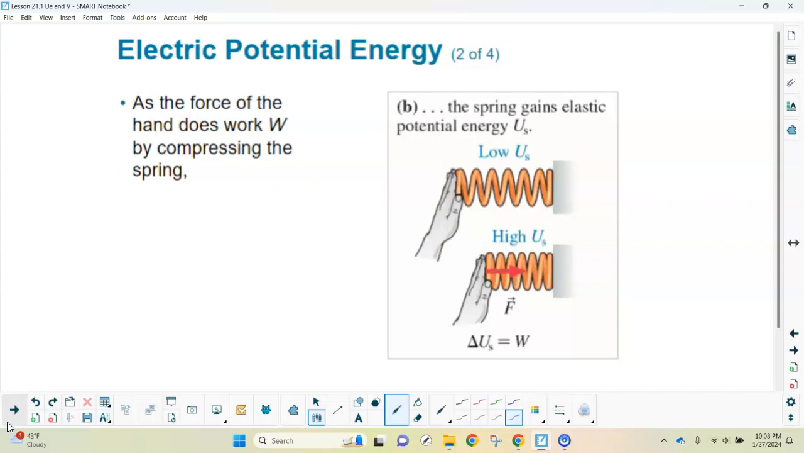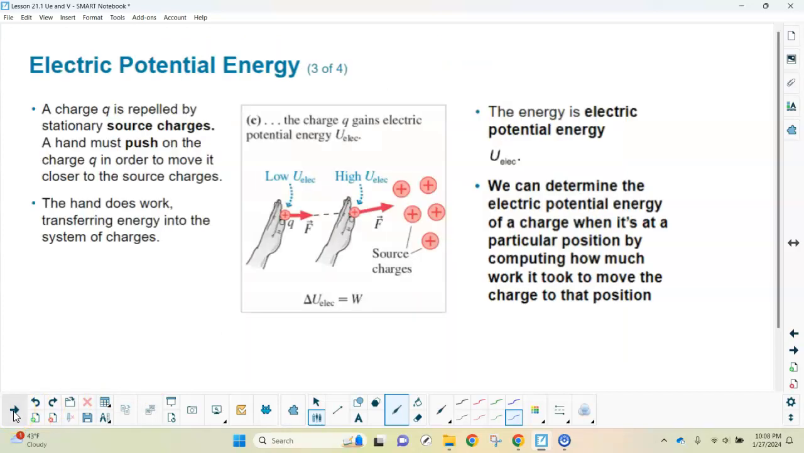We could also talk about elastic or spring potential energy. If the spring isn't compressed very much, it doesn't have much potential energy, but as you push in, you do work on the spring, and because of that work, you're giving it more energy. So again, the conservation of energy idea, just a different potential energy.